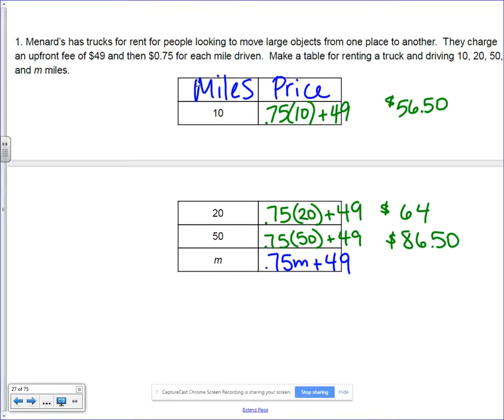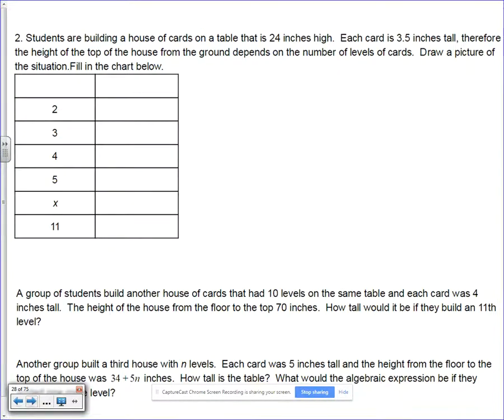Okay. Go ahead and read about the house of cards and see if you can label your columns. Remember, the left side is the input. That's what's changing. The right side is the output. That's what we're trying to calculate.